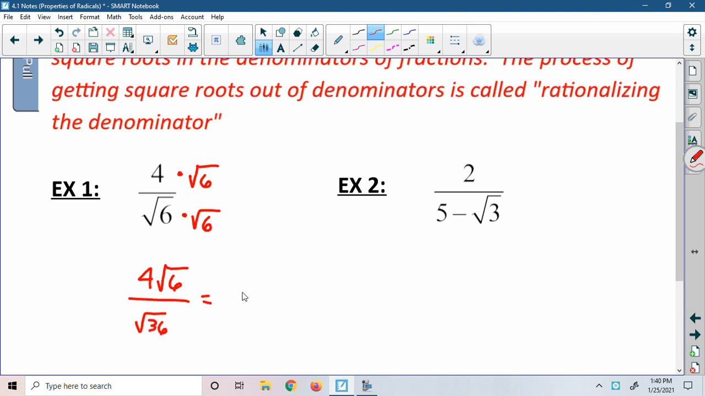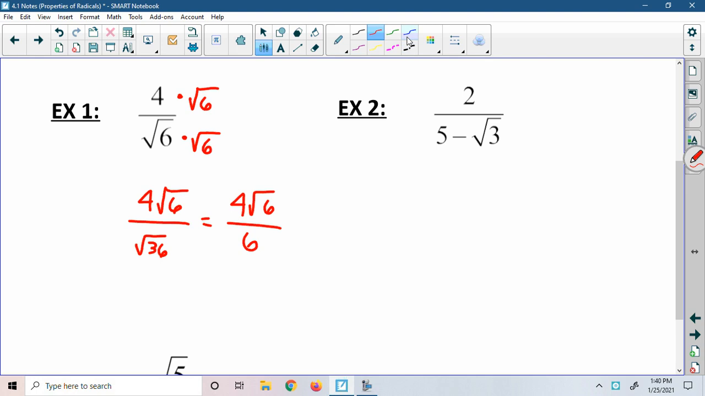Which is perfect because the square root of 36 is just 6. Hey, that's great. No more square root in the denominator. We have done our job. We have rationalized the denominator. Now this one actually can go one tiny little extra step of simplifying. The 4 and the 6 can simplify to be 2/3. And you've still got that square root of 6 up top. So that's your final answer right there.